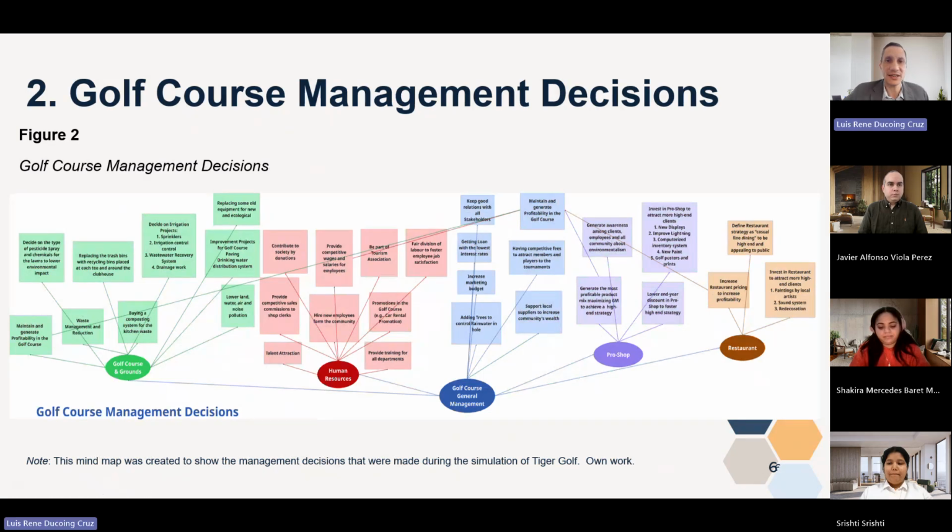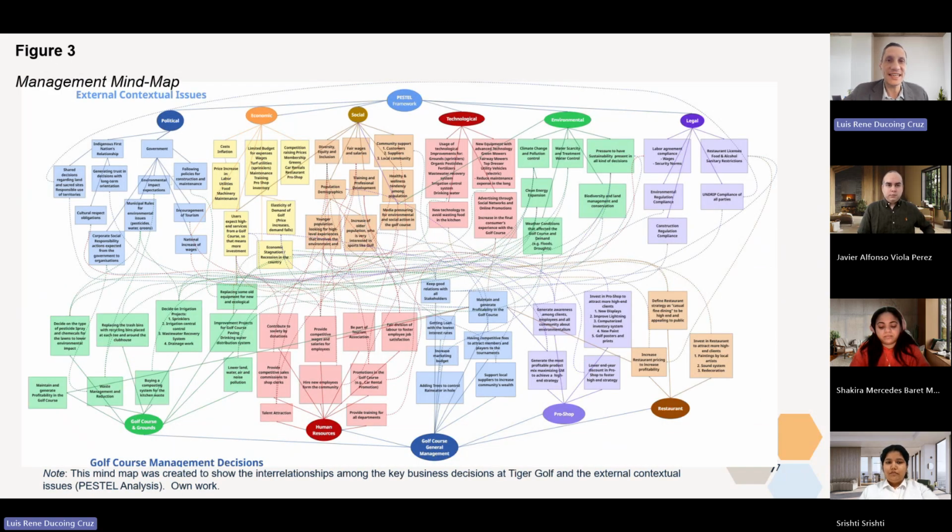And here you can see the second part, the general management of the simulation. Here, Javier was in charge of the golf course and took all the decisions to get our grounds to be the best of all. The human resources with Srishti and also Shakira, who had to take decisions about wages and about employees, and the general management that we all took part in, and finally the pro shop and the restaurant, which I was in charge of. Here we can see the complex relationship among all the decisions that we make and the PESTEL.